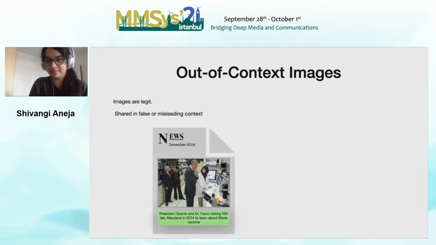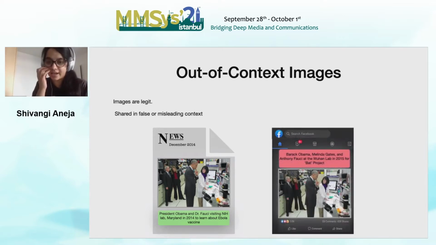For example, you have this image of Obama, and this is from the year 2014, where he was visiting Maryland to discuss with scientists about an Ebola vaccine. And this same image was recently shared with a caption that Obama is in a Wuhan lab and he's discussing something about a bad project. So this misuse, where you take the same image but share it with false or misleading information, is the out of context use of images, and that's the crux of this competition, the problem that we are targeting.